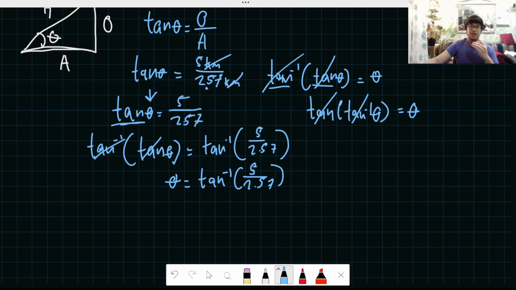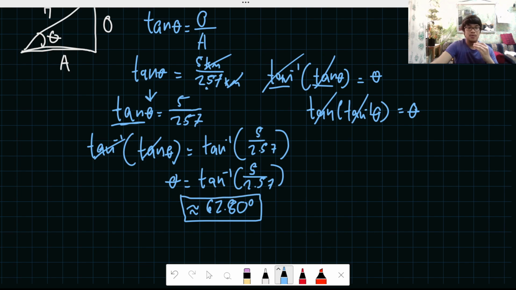We can use our calculator to find a value, at least by approximation. Inverse tangent of 5 all over 2.57. At two decimal places, this is 62.80 degrees. And that is our answer.